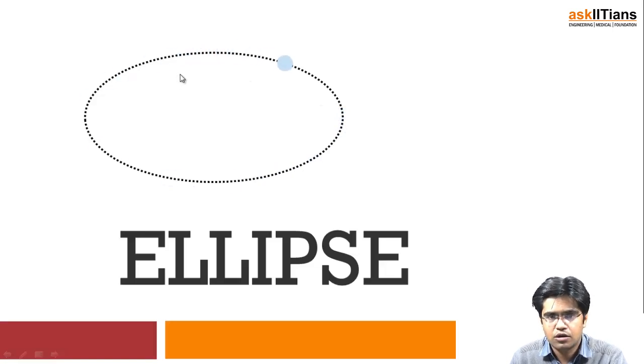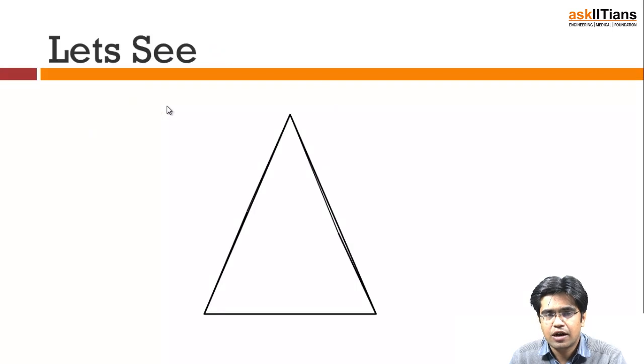As we all know that Earth revolves around the Sun, so this is our Earth. Now where is the Sun? The Sun is not at the center. The Sun is somewhere here. So in the elliptical shape, Earth revolves around the Sun, where Sun is somewhere on the side. Now this was an example. Now let's see how we can generate an elliptical shape.